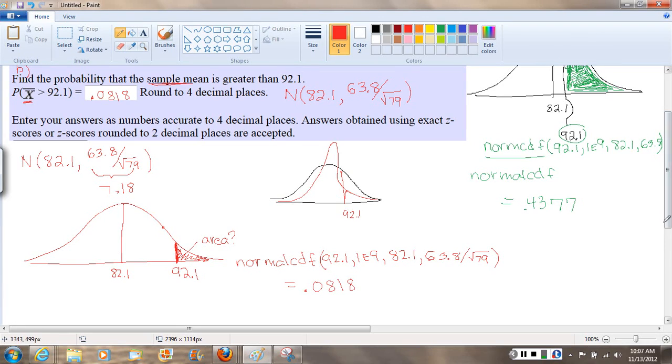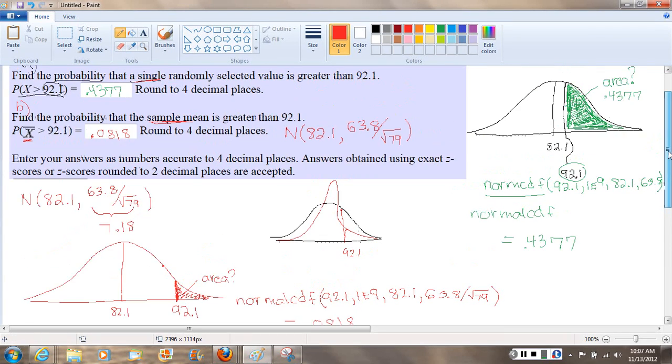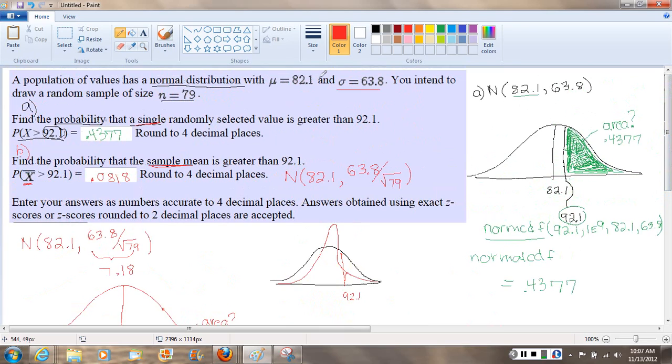If we take a minute and compare those answers, notice what's happening here. Our population had a mean of 82, and we wanted to know what's the probability that a random value would be 10 units above the mean. And we saw that's going to happen about 43% of the time. And then we said, well, now I'm going to take 79 random observations and average them. What's the probability that average will be above 92? And the probability dropped to less than 10%.